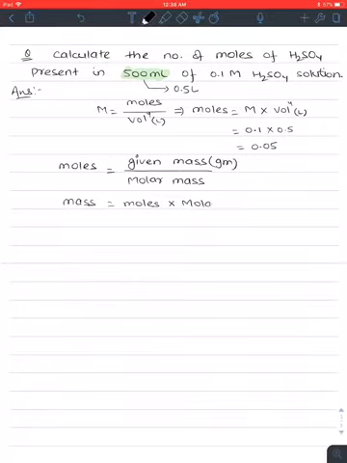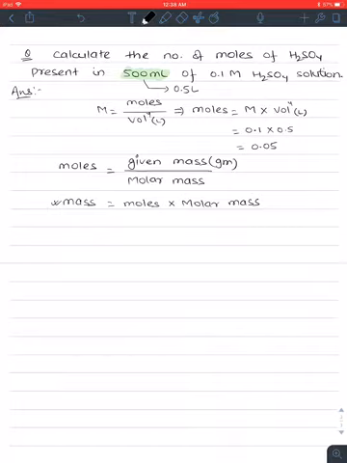We know moles of H2SO4 in this question is 0.05, and molar mass of H2SO4 is 98. So multiply these two, you will get the mass of H2SO4 present. So they can ask the same question in two different ways. They can ask to calculate the number of moles, or they can ask the mass of H2SO4 that will be present in the given solution. So these are the very basic questions that can be asked from molarity.